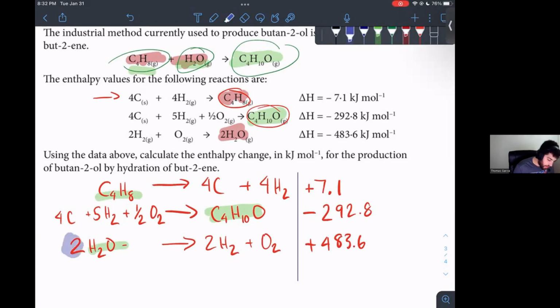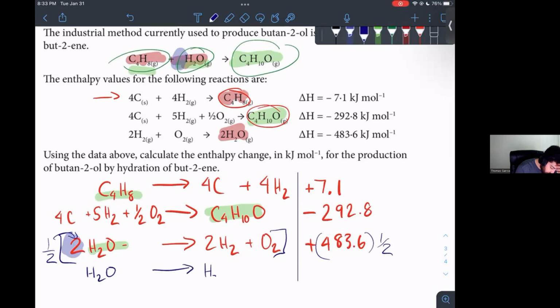You'll notice I have a 2 on this H2O, but I don't have a 2 in front of the H2O I want. So to get rid of that, I'm going to divide this entire problem by 2, or maybe multiply by 1/2. And when I do that, I'm also going to multiply this by 1/2. As I multiply that out, I'm going to get H2O reacts to form H2 plus 1/2 O2. So I'm going to replace this current one with this new one.